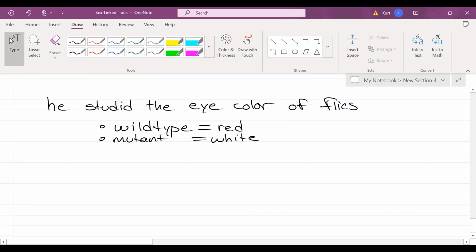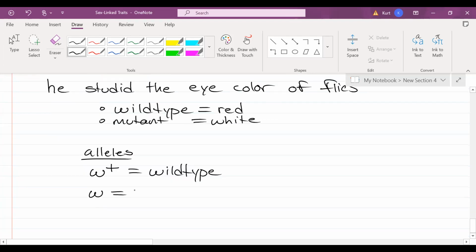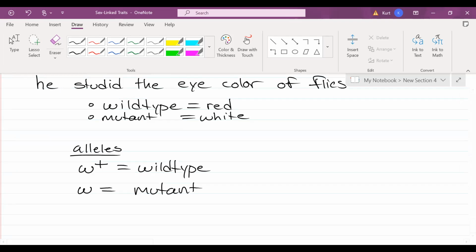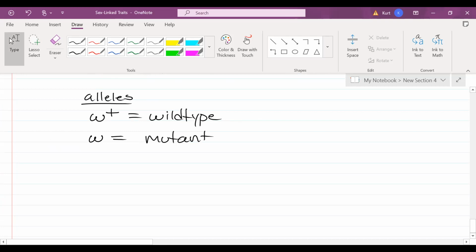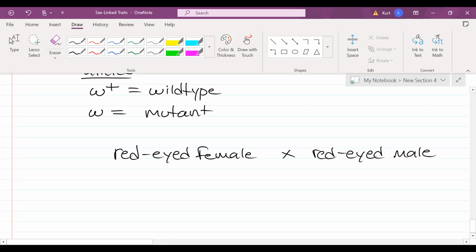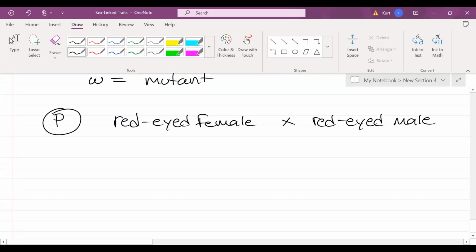And so if you had this allele, this means wild type. You're going to have normal eyes. And in the case of flies, that would be red. If you had this allele, this would be mutant, and that would be white. And so Thomas Hunt Morgan had all these fruit flies. He made hundreds and hundreds of fruit flies. And so what he did is he had a red-eyed female crossed with a red-eyed male. And this would be the P generation, the original generation.